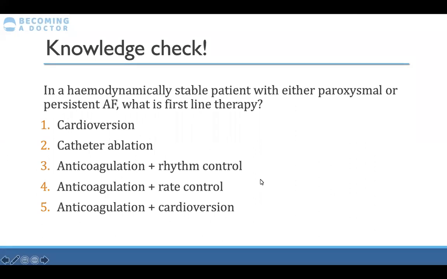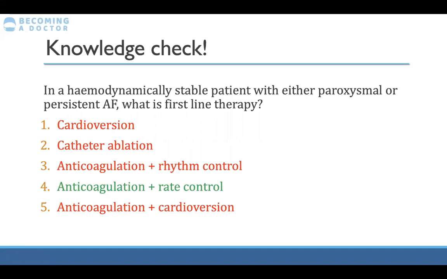Okay, we'll wait a few more seconds. So that's almost everyone who's voted. Cool, so we'll have a look at the results. Yep, so about 70% of you got that correct.